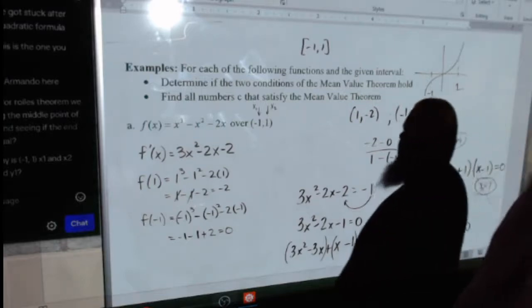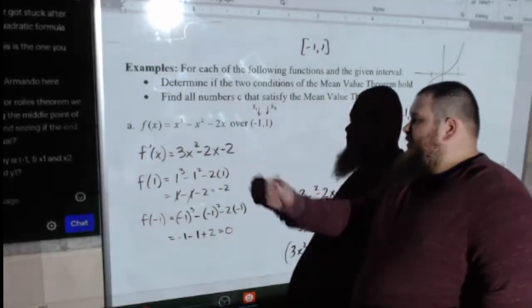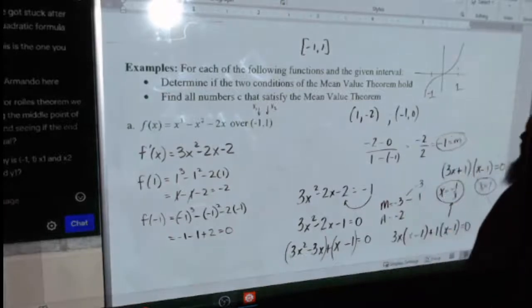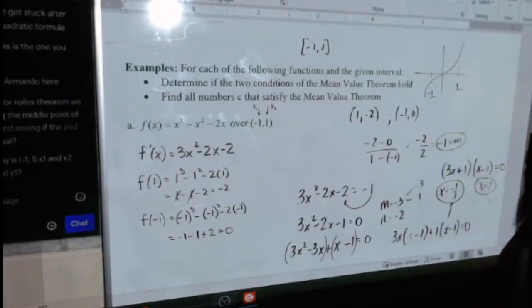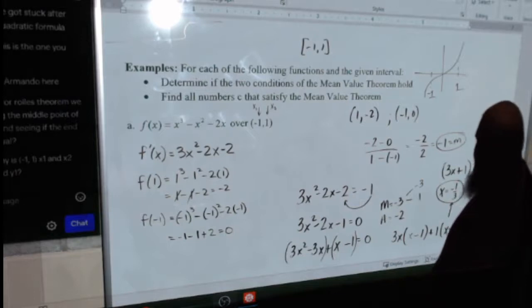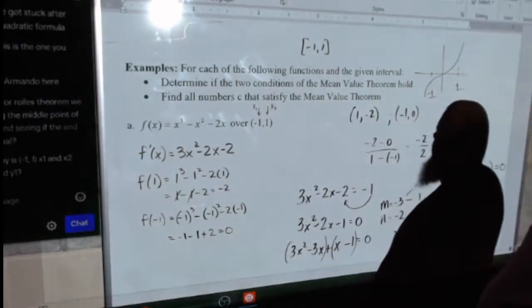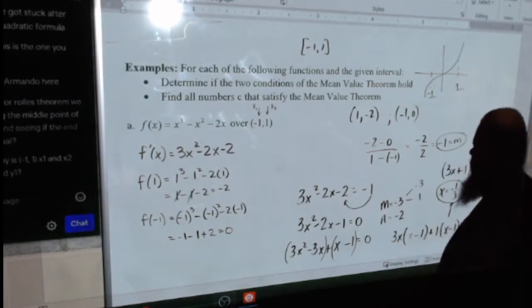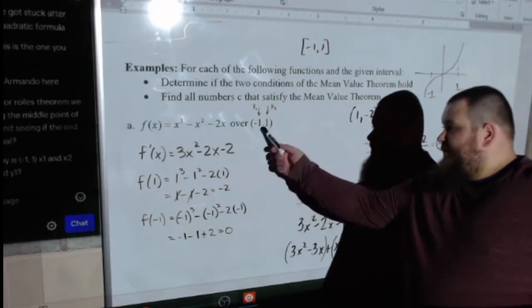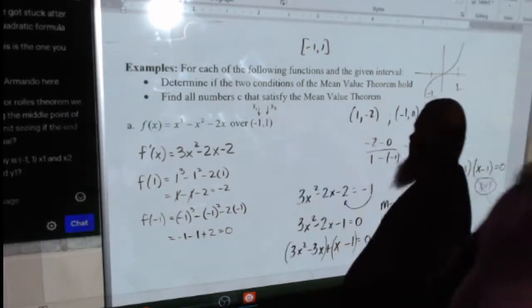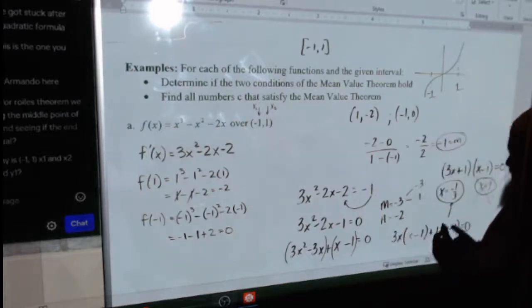Then the derivative must be differentiable over that interval. And to do that, we have to prove that first we can find the derivative, which is typically always the case. And then we need to show that it has a domain that contains this interval. Again, a polynomial easily contains that interval. So both continuous and differentiable.